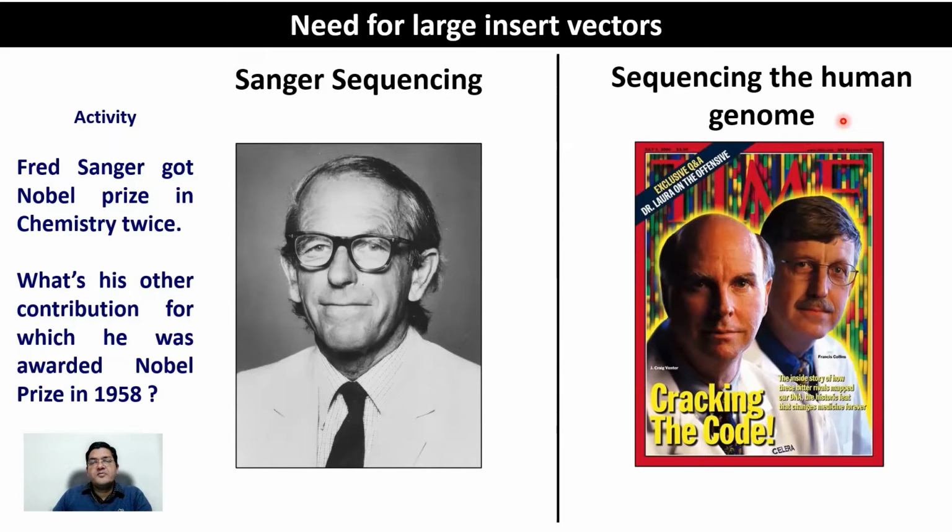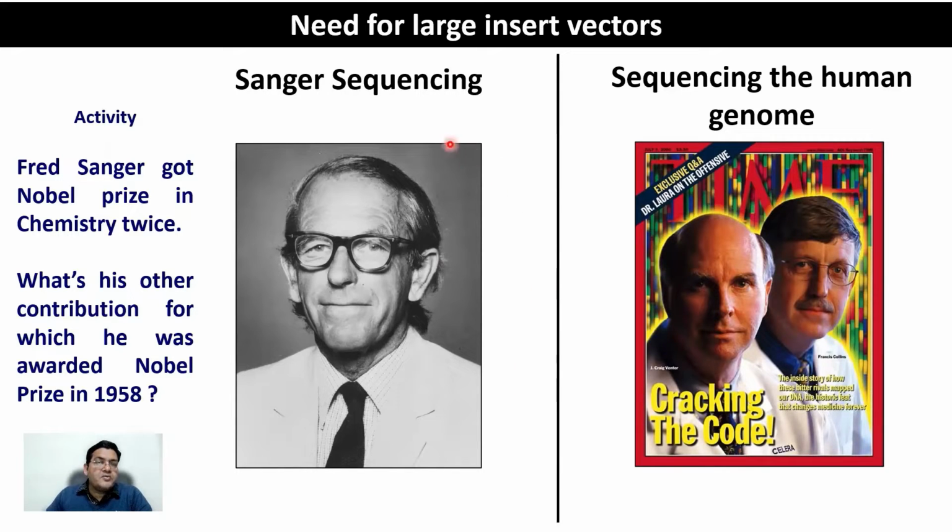Here is a picture of Fred Sanger, a Nobel laureate, and not once but twice. One of the Nobel Prizes that he got, in 1980, was for developing the technology known as Sanger sequencing, for sequencing a piece of DNA. And the duo shown here are Craig Venter and Francis Crick, people responsible for the sequencing of the human genome. We'll talk of these stories in parallel as we move along, and then finally move on to the actual features of large insert vectors, right?